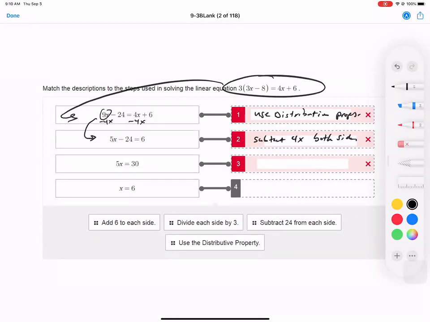Let me read one of the chats. Okay, next one is how do I get from this step to this step? I see a 24 and a 6, and all of a sudden the 24 and 6 disappeared and became a 30. So which way did they move it? They moved the 6 to the left or the 24 to the right. They added 24 to both sides. So we add 24 to both sides.